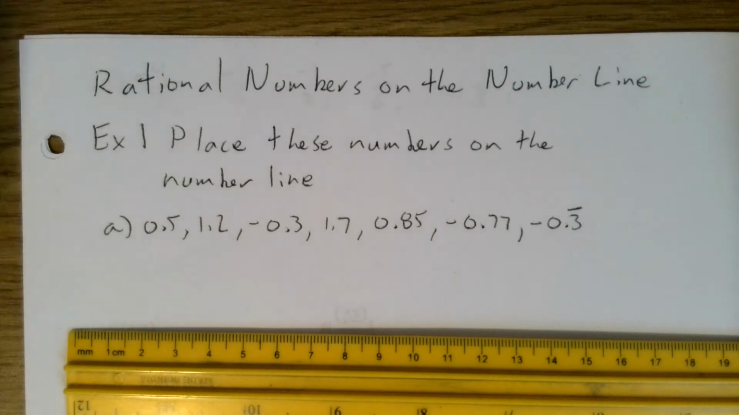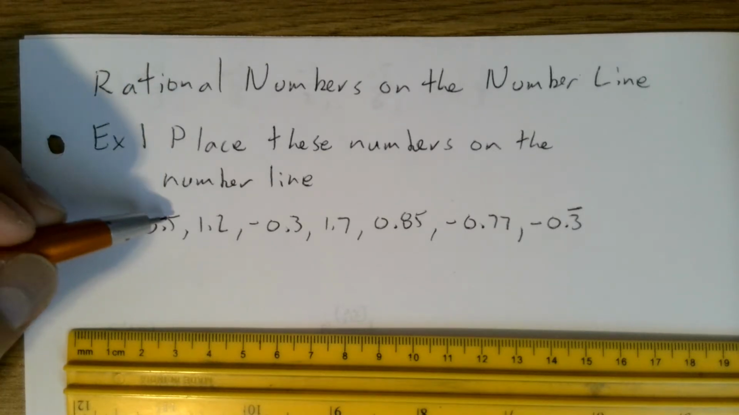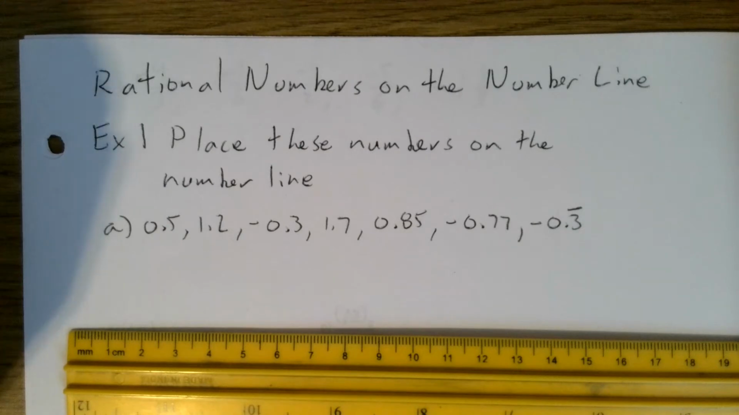on rational numbers on the number line. Okay, and hopefully you remember or know that a rational number is any number that is represented as a fraction. So for example, 0.5 is 5/10, which would be 5 over 10, so that's a fraction. Okay, so let's get these on the number line.